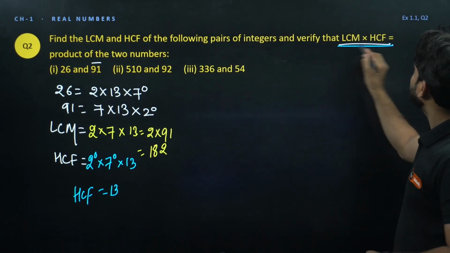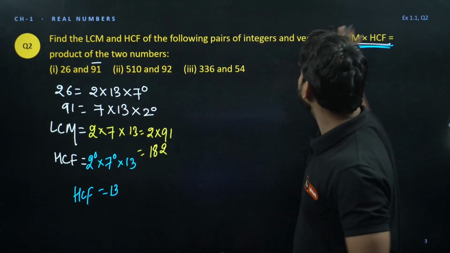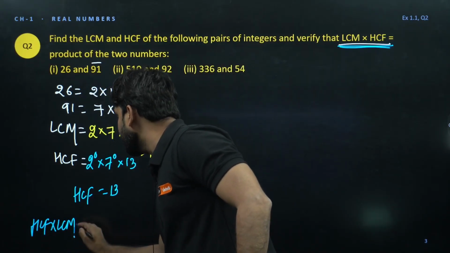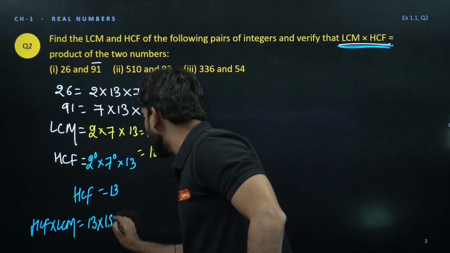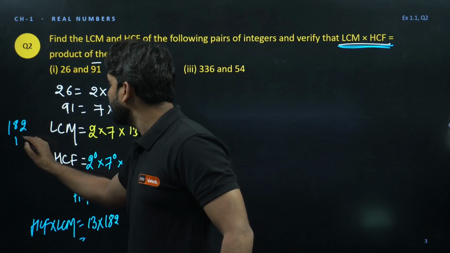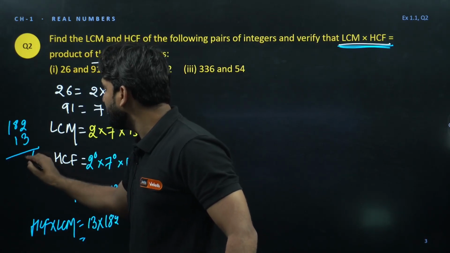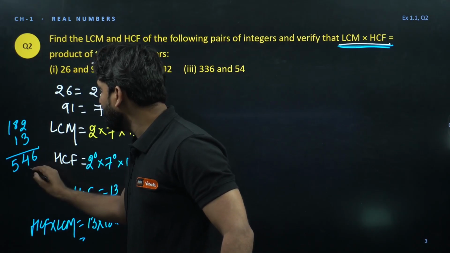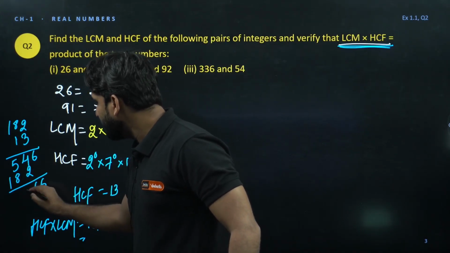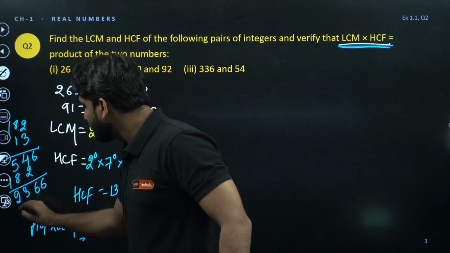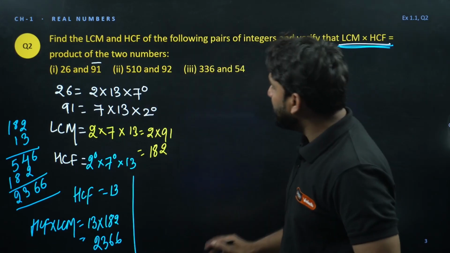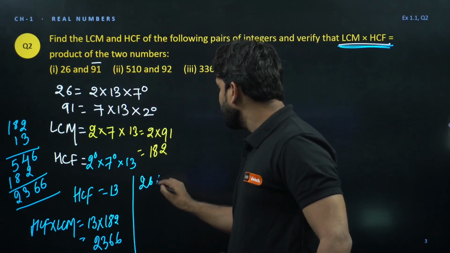Now we have to verify this formula, whether your answer satisfies it or not. So let's multiply the HCF and LCM. The HCF is 13 and the LCM is 182. If we multiply both, 182 into 13, we get 2366. So we have 2366. Now multiply the numbers themselves. So we have 26 into 91.